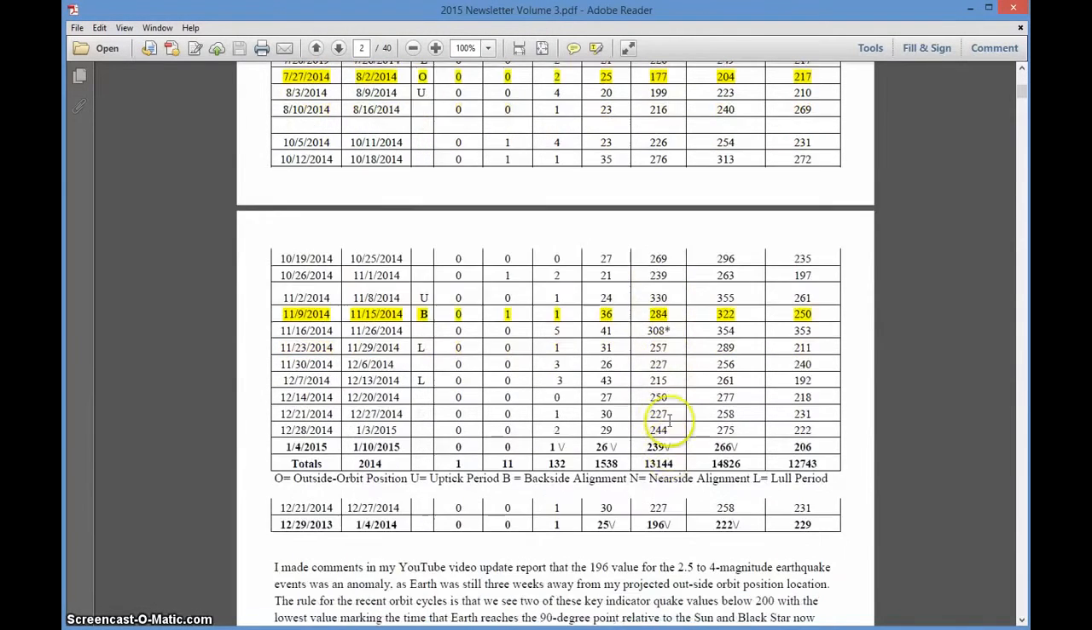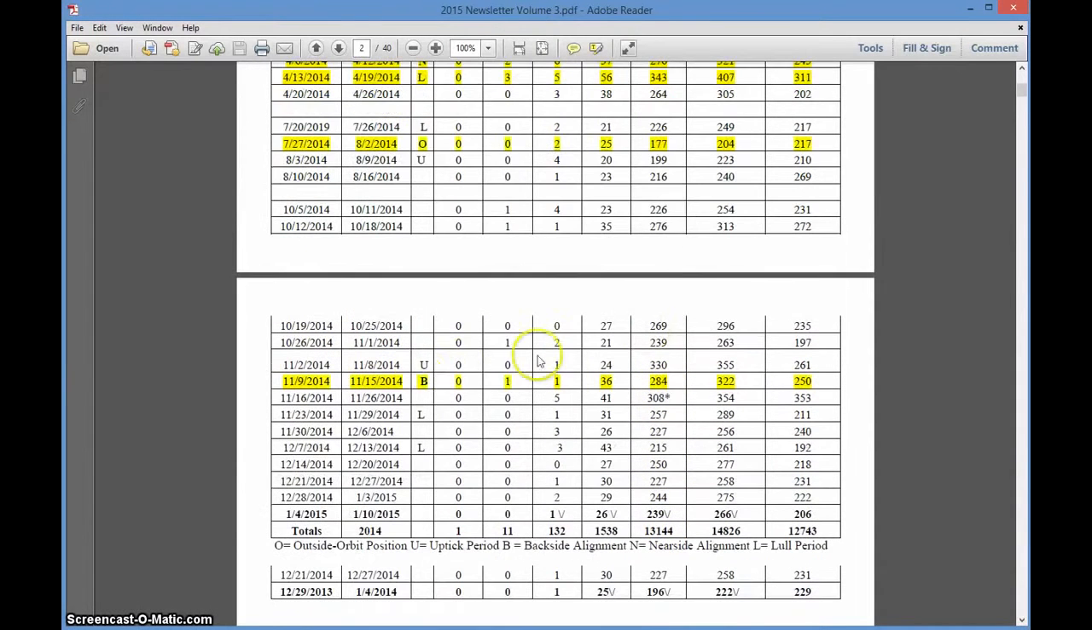We watched, and remember, this is predicted far ahead of time. What we do is we go to our backside alignment date. You see this week right here? Last year that was 10/25. Now we're going to 11/15, and that's 21 days.